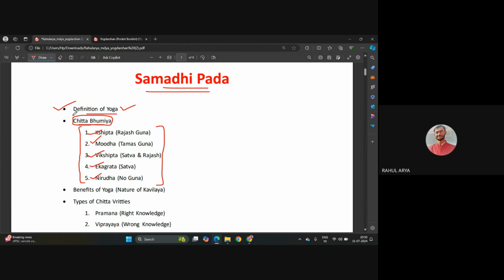For example, asanas are not described in the Yogdarshan. In the main sutras there is no asana, but in the Vyasa Bhasya, 13 kinds of asanas are there. As many things are there, that's why my personal suggestion to you is that you should read the Vyasa Bhasya if you want to score 100% in this book, okay?